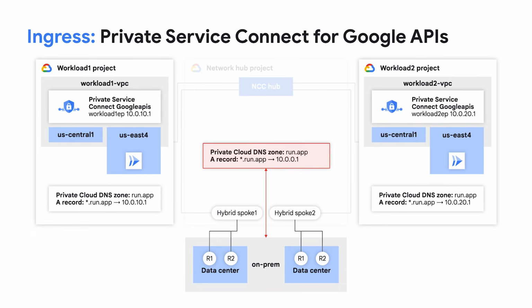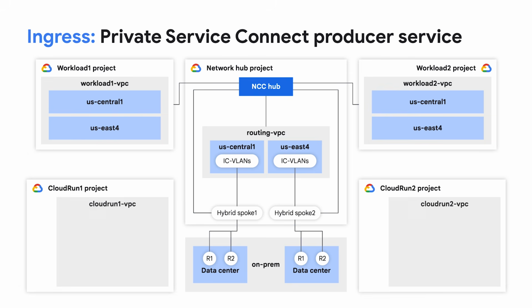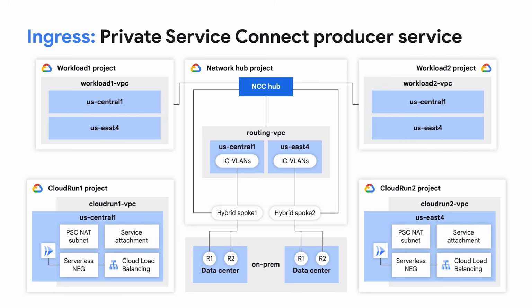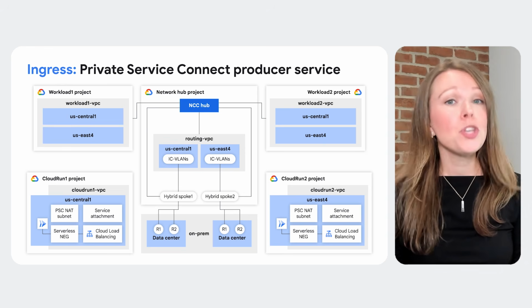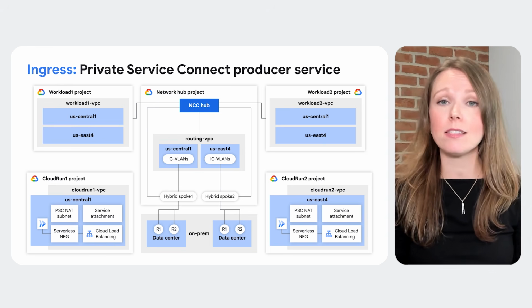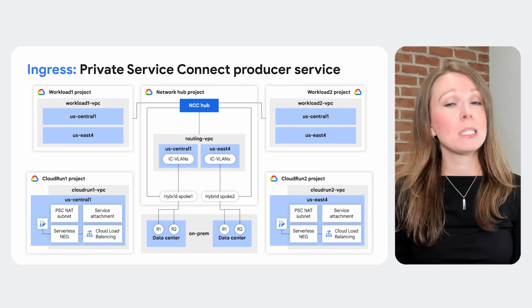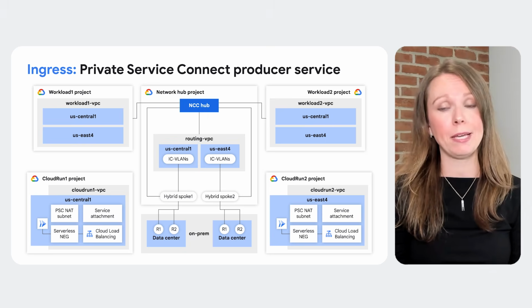The next ingress pattern uses Private Service Connect to expose Cloud Run as a producer service. To do this, you must expose your Cloud Run service through an internal, regional, or cross-regional application load balancer using a serverless NEG. To make that accessible over PSC, you must associate the forwarding rule with a service attachment and a PSC NAT subnet. You can size the PSC NAT subnet depending on the number of expected PSC endpoints that will be connecting to the service, which is a one-to-one mapping.